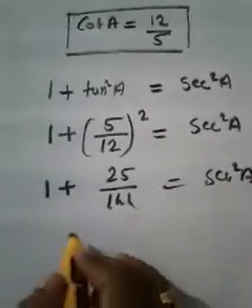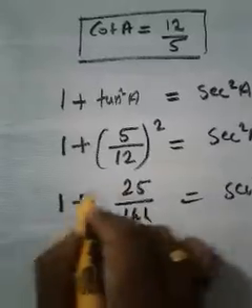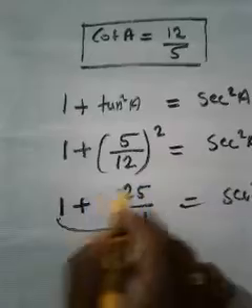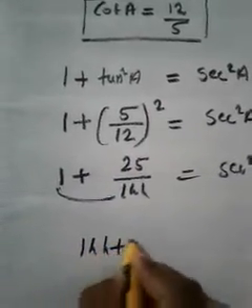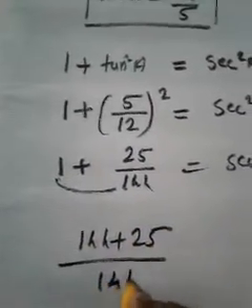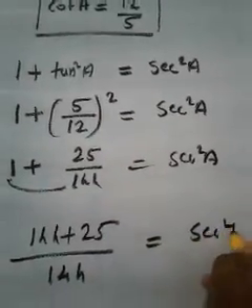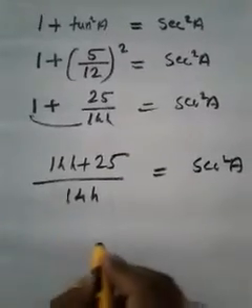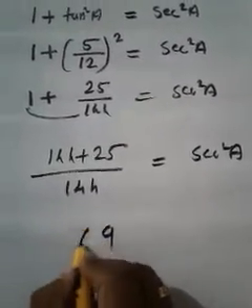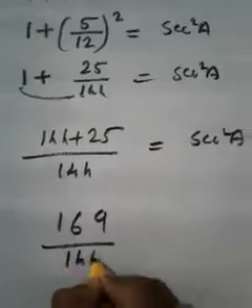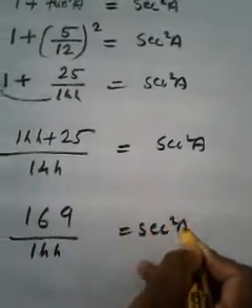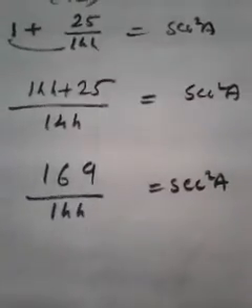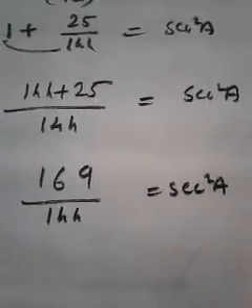Now let us see what is 1 plus 25 by 144. You can cross multiply. What is 1 into 144? 144 plus 25, divided by 144, will come. It is equal to sec square A. You know how to cross multiply. You can give the denominator 1 and do as you wish. So it becomes 169 by 144 is equal to sec square A. So we have reached this much. You may have understood; the value of sec square A we got.